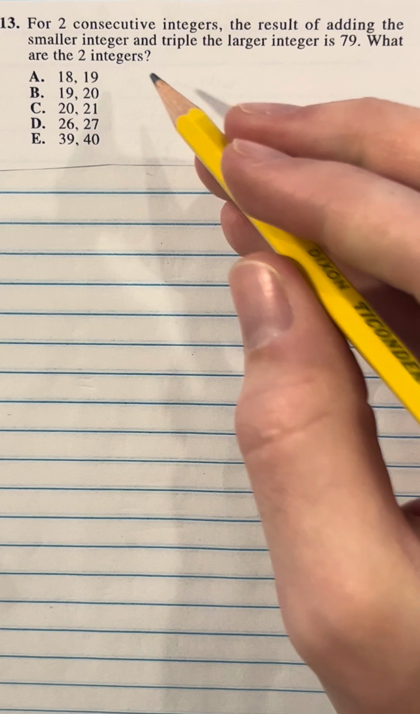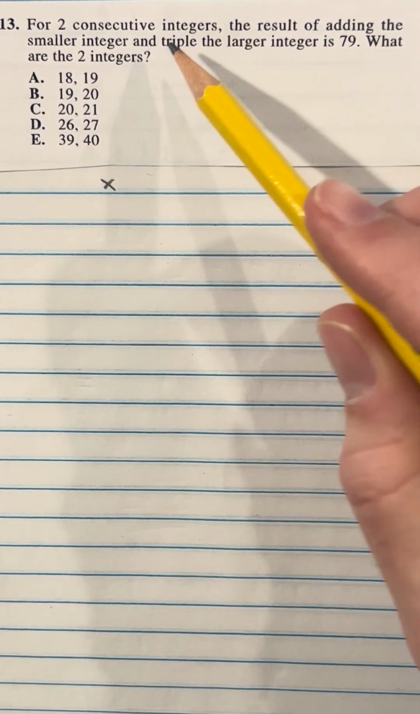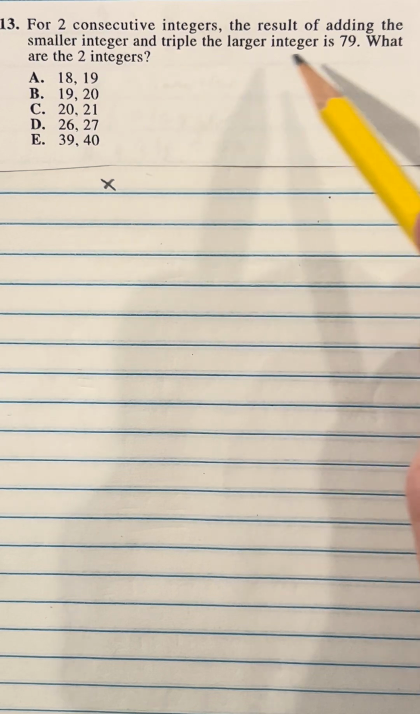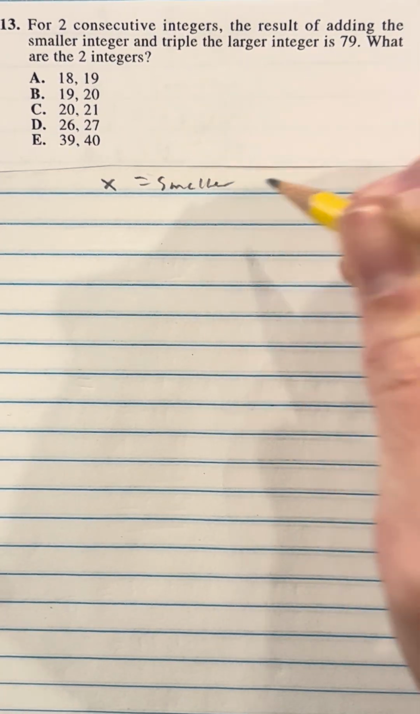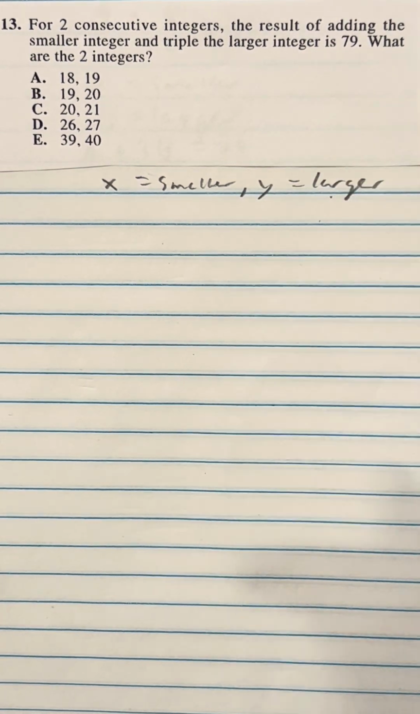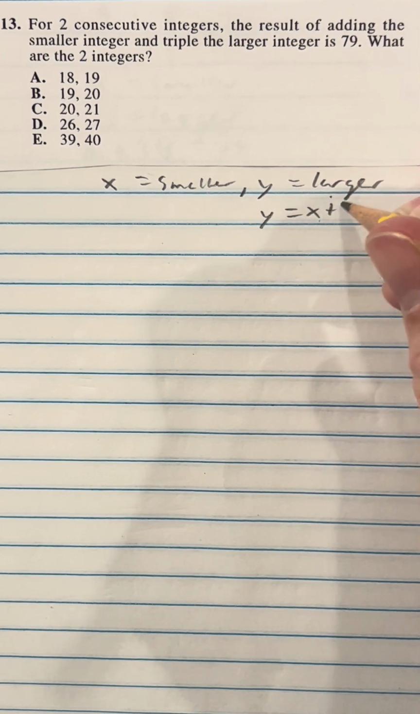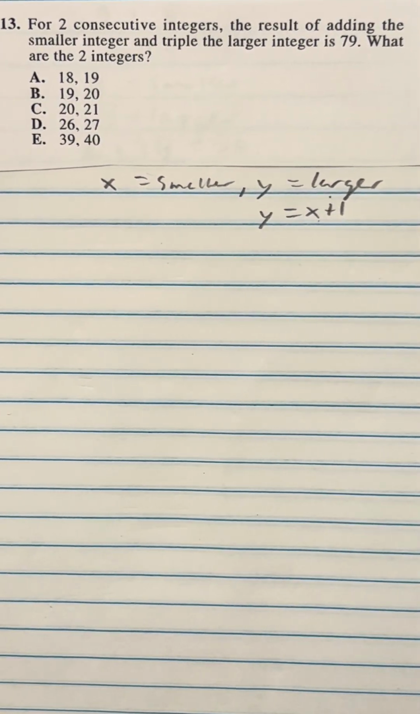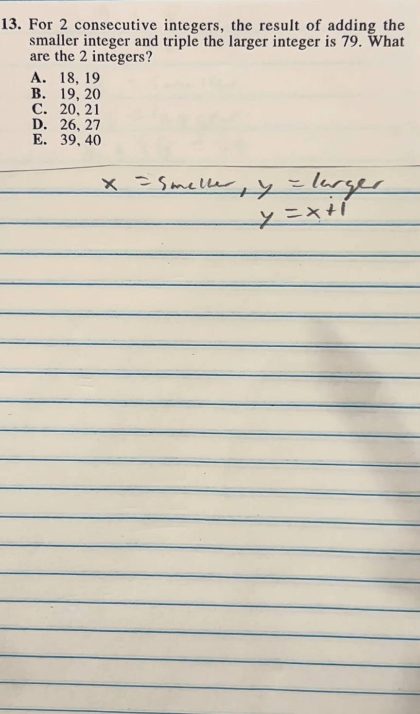So what we want to do here is give a name to each of these variables. We have the smaller integer and the larger integer, right? We'll call x the smaller, and we'll call y the larger. But because they're consecutive, we can also call y x plus 1, because y is larger and they're right next to each other. For example, if x is 3, y will always be 4, which is x plus 1, which is 3 plus 1, which is 4.